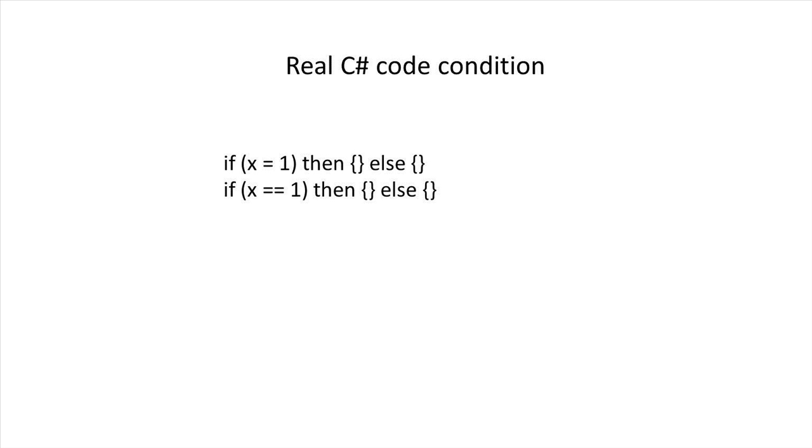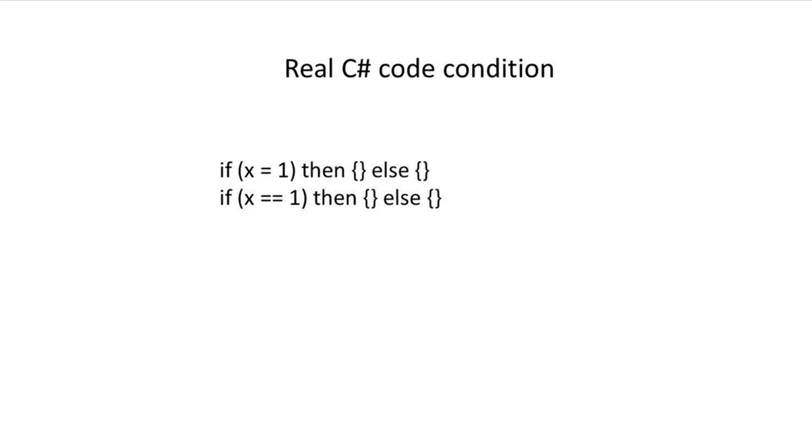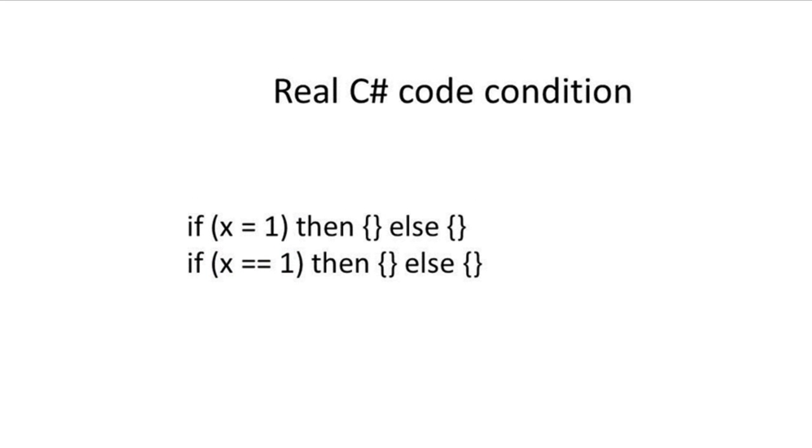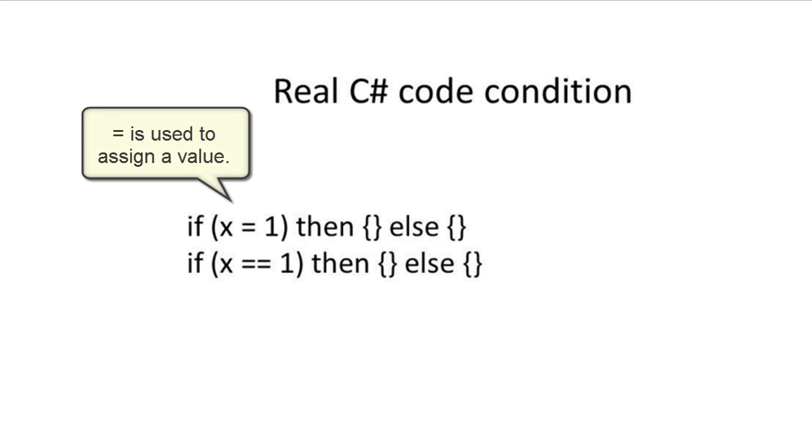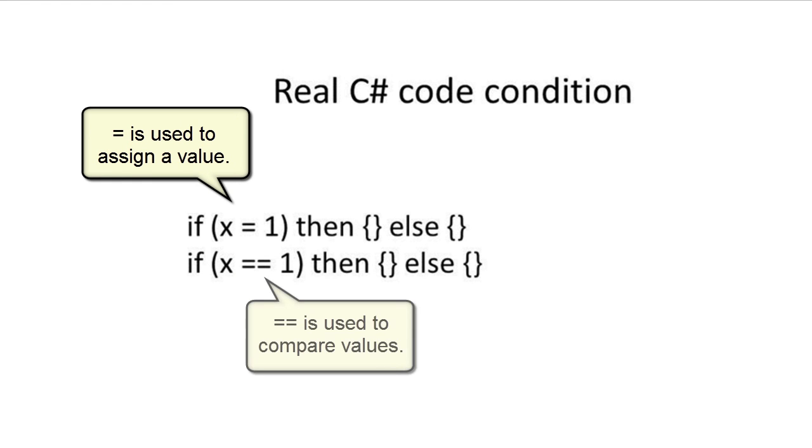If is followed by a conditional statement enclosed in parentheses. Notice the two equal signs in a row for the equal statement. This is because there are two concepts of equal. The first is used to set or assign a value to a variable, and the second is to compare two variables and evaluate whether or not they are the same.